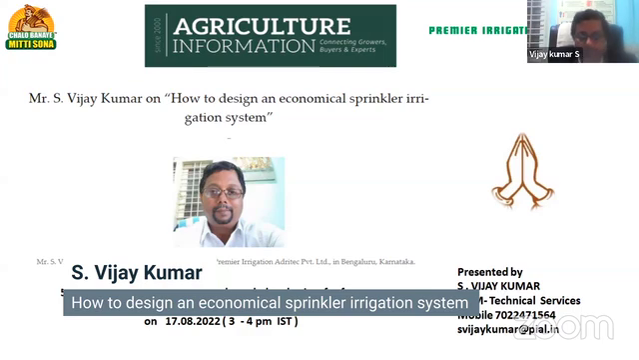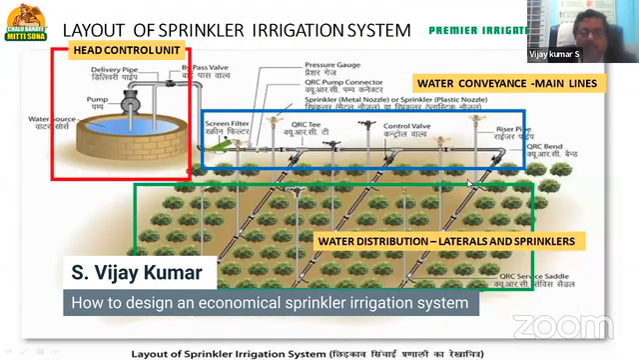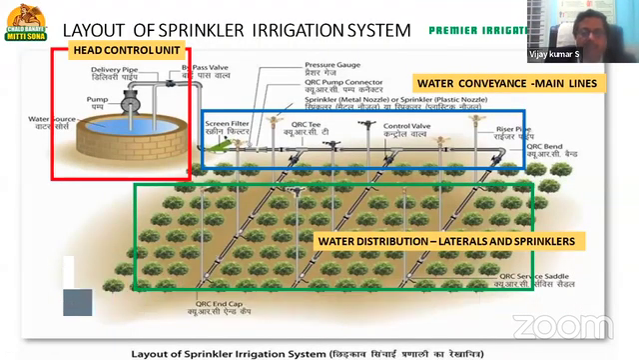So let us understand the layout of a sprinkler irrigation system. Like a drip irrigation system, a sprinkler irrigation system has got three main components, as you can see. You have a head control unit where you have a pumping pump. Without the pump, the sprinklers will not work, or you need gravity pressure, followed by the water conveyance or the main line, and followed by the water distribution, which are the laterals and the sprinklers.